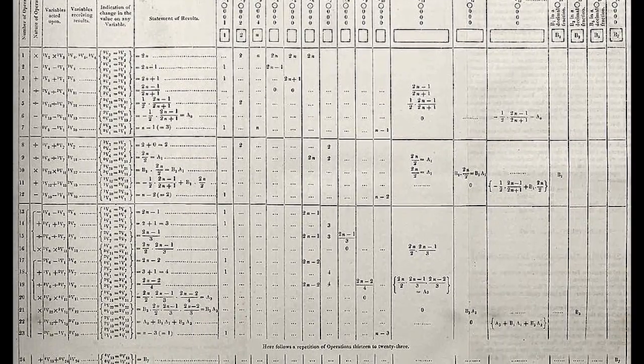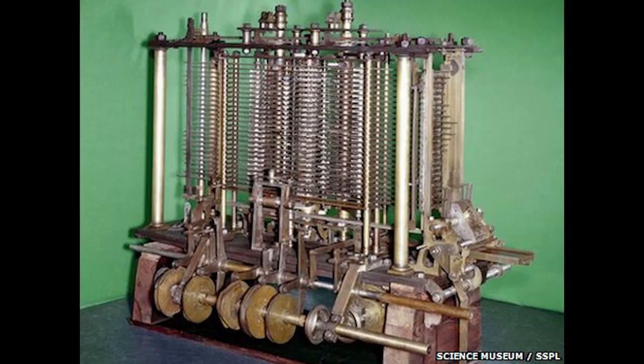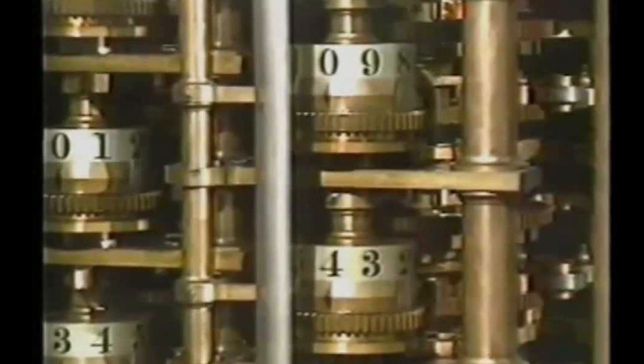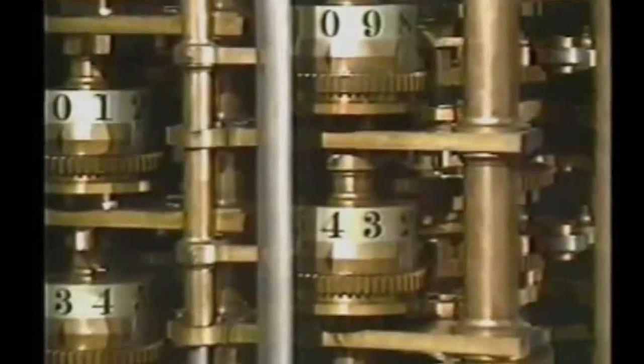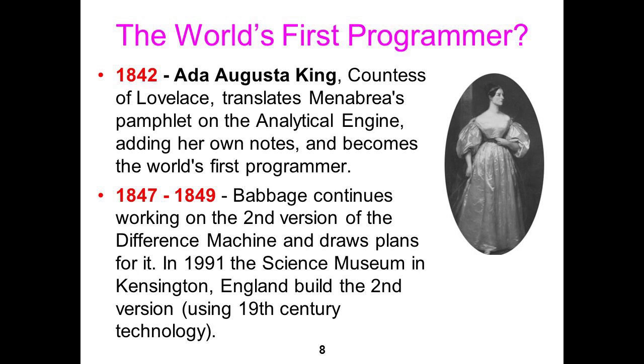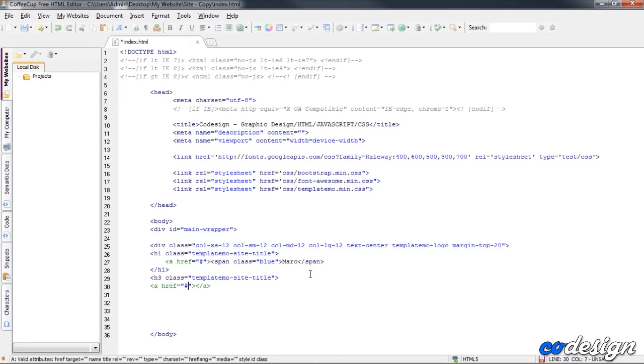Translating the memoir of mathematician Luigi Menabrea and Charles Babbage's newest proposed machine, the analytical engine, Ada Lovelace appended a set of notes which specified in complete detail a method of calculating Bernoulli numbers with the analytical engine. This may not be what you expect to be the first programming language, but regardless, many historians agree upon its authenticity.